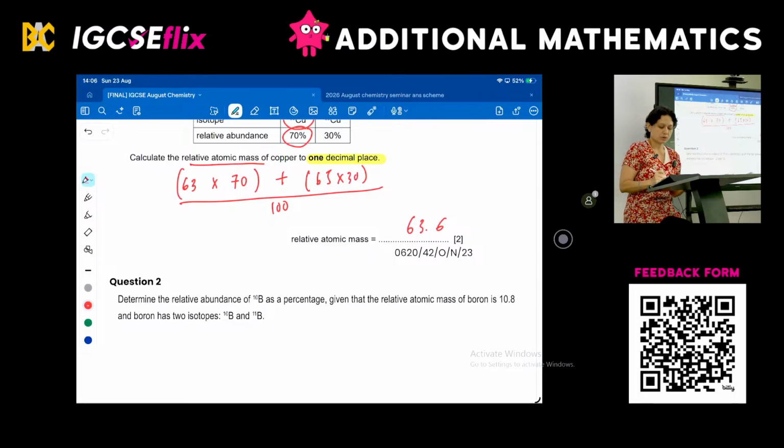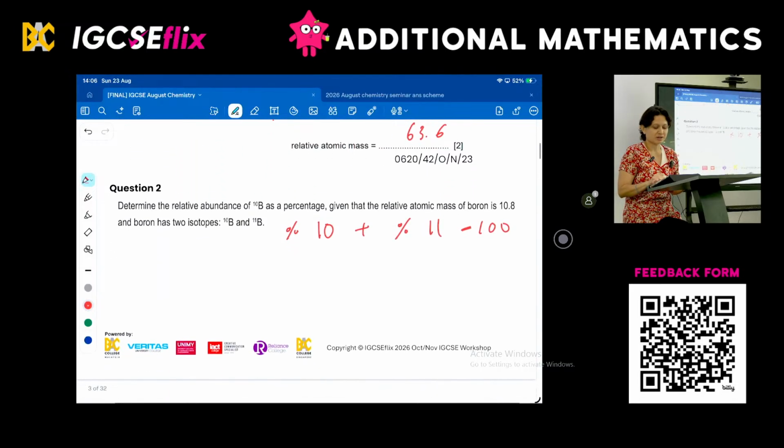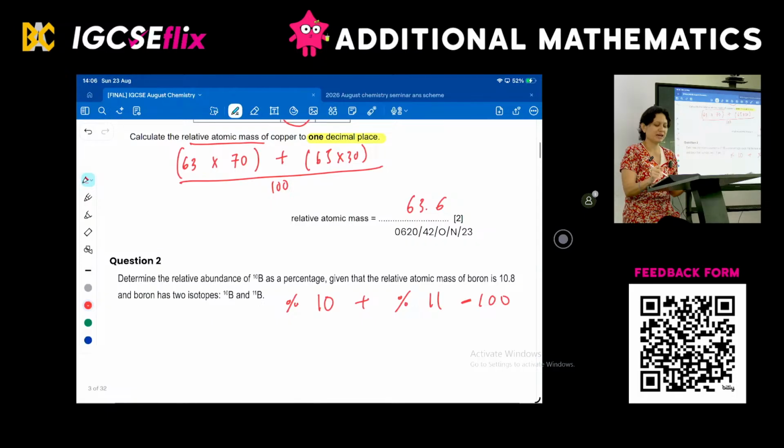So, basically, the percentage of boron 10 plus the percentage of boron 11, if I add it together, has to be 100. Correct? It has to be 100, right? So this is a reversed question. I hope you get this, but this can also be asked. It's the same thing. Okay?